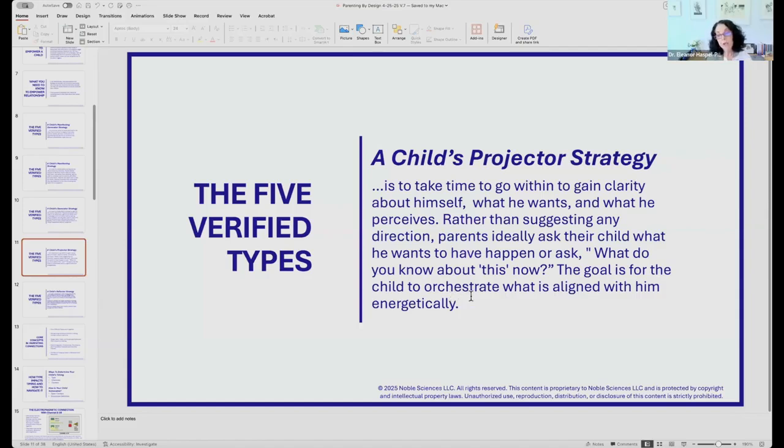The way I use projector strategy is not to say, wait to be recognized. Rather, wait to know what you know, because the projector child needs to recognize within himself what aligns energetically with him. And when a parent teaches a projector child to wait for clarity, that's when the projector child is empowered.